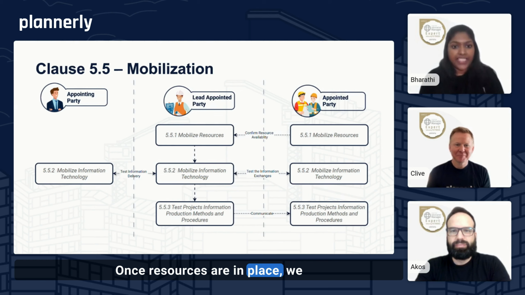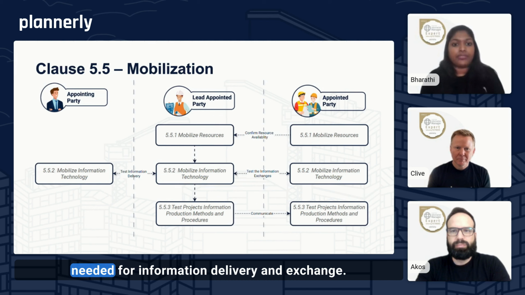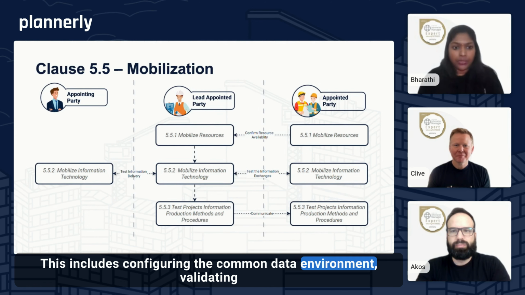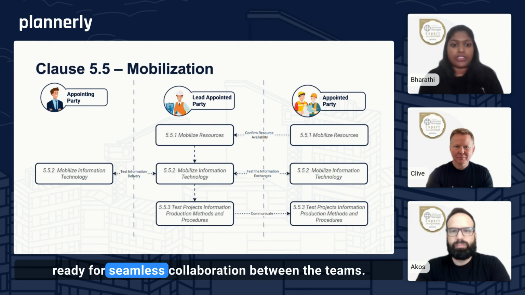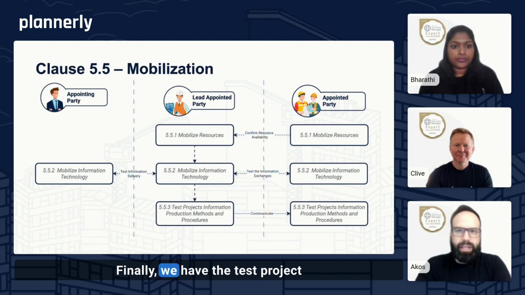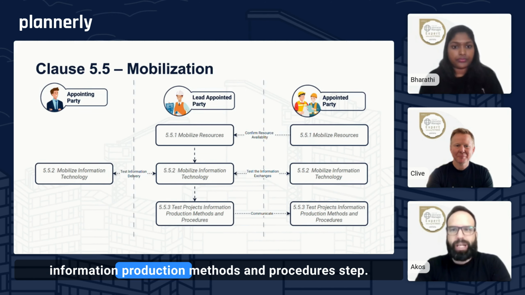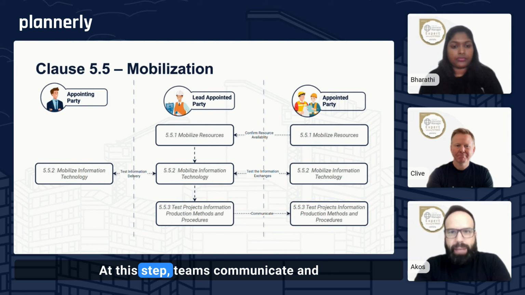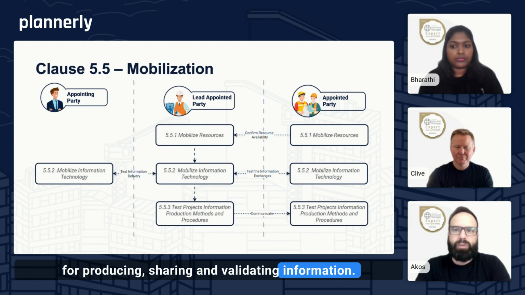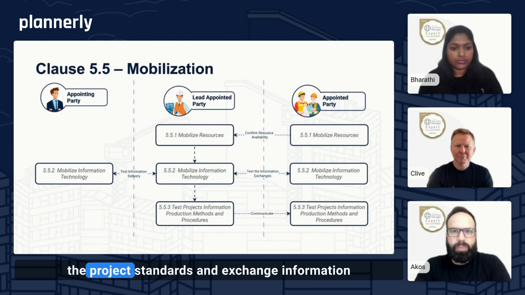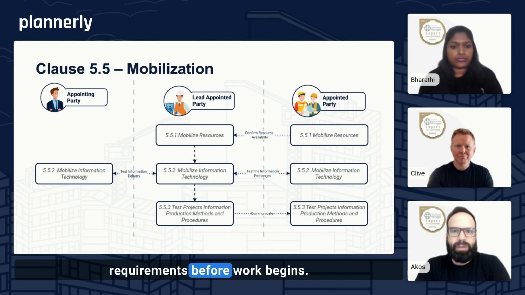Once resources are in place, we move to mobilize information technology. Here, the focus is on setting up and testing the tools and the platforms needed for information delivery and exchange. This includes configuring the common data environment, validating the workflows, and making sure all systems are ready for seamless collaboration between the teams. Finally, we have the test project information production methods and procedures step. At this step, teams communicate and test the agreed methods and processes for producing, sharing, and validating information. This step ensures everything aligns with the project standards and exchange information requirements before work begins.